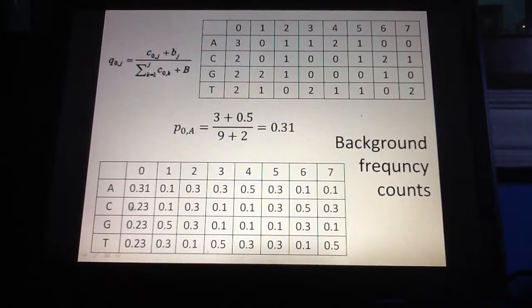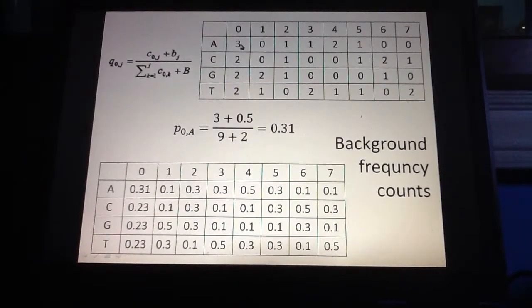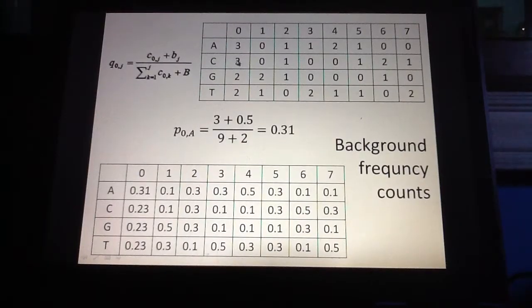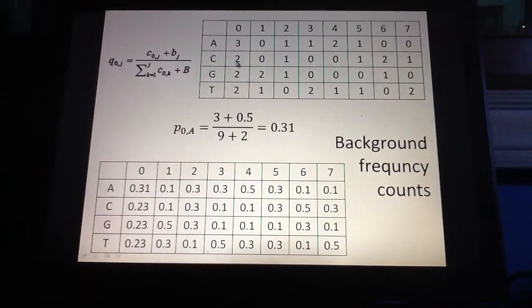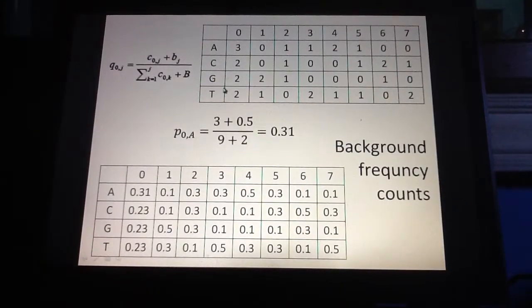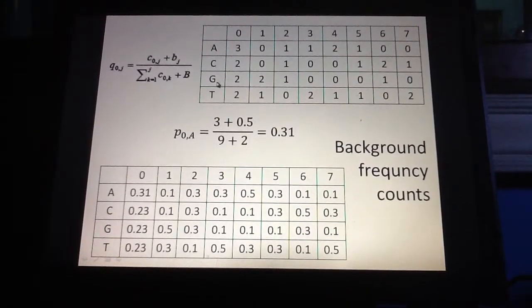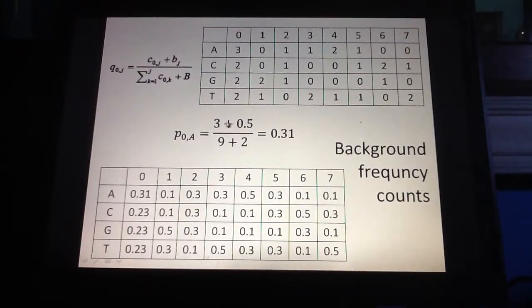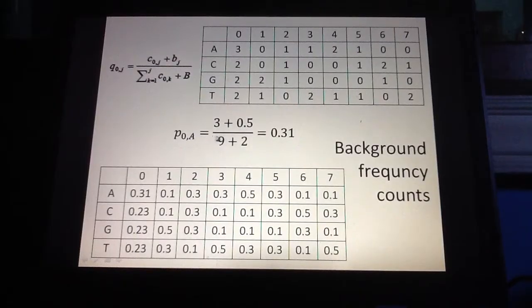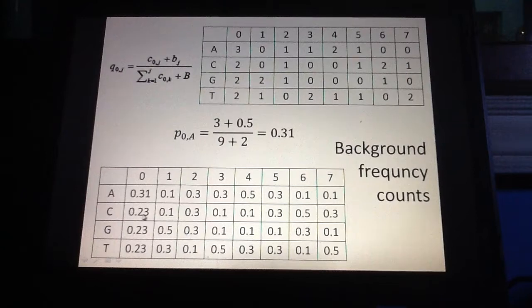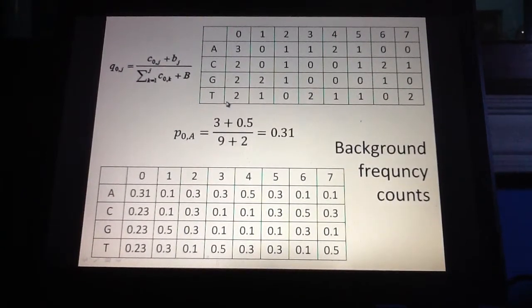Okay, and then after doing that for letter A, we try to obtain the frequency count or the background probabilities for each of the residues, for C, for G, and for T. So for C here, it's simply 2 plus 0.5 divided by 9 plus 2, and it will give you 0.23. And then for G it's similar, and for T it's the same as well.